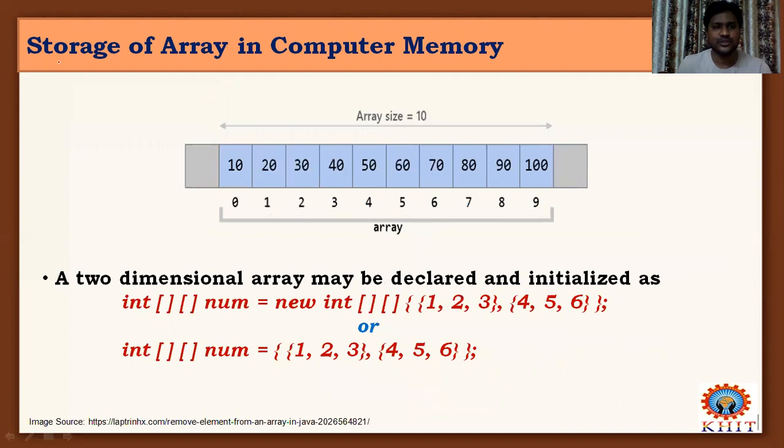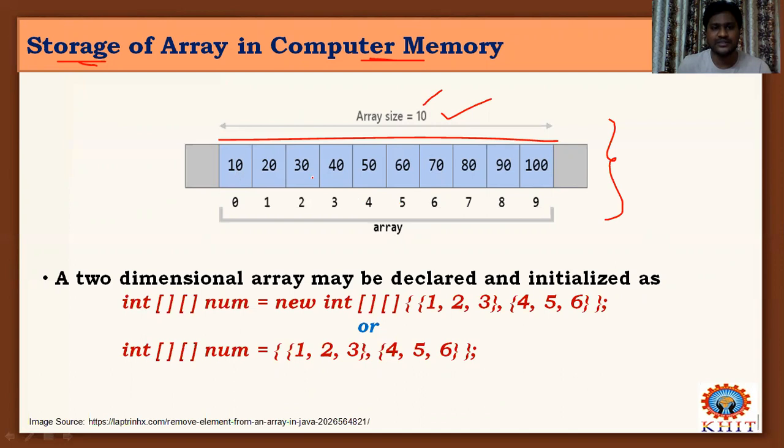And coming to the storage of this array in computer memory specifically, this is a logical view. When we define an array with size 10, then 10 consecutive memory locations are reserved for this array for holding 10 integer values. For example, define this array as integer type with size 10. Then automatically these 10 consecutive memory locations are reserved for this array to hold 10 integer elements.